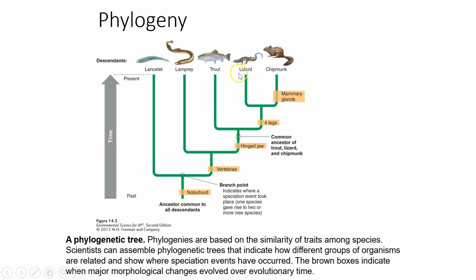Organisms that have more similar features, like the lizard and the chipmunk both have 4 legs, are going to be more closely related. Now we use DNA evidence to construct these, and we can actually make even more accurate trees using DNA evidence. Okay, so that's it. The 2 major ideas of evolution: the idea that species change over time, that's descent with modification, and then also the idea of common ancestry.